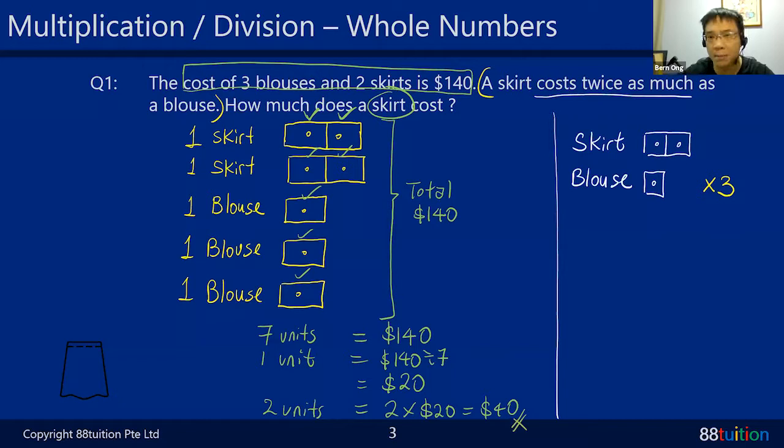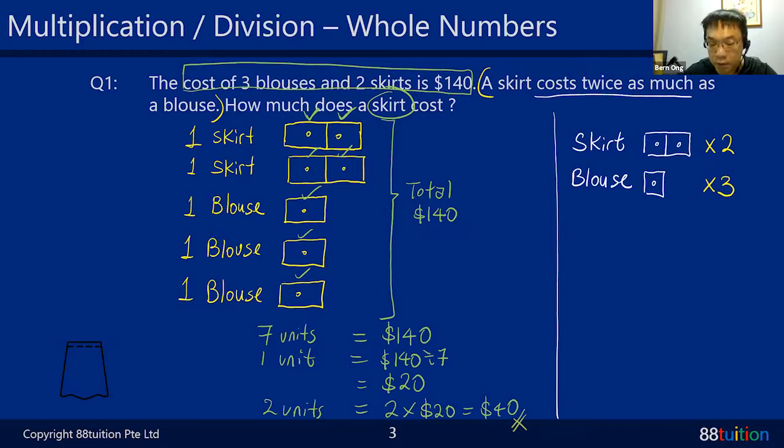How many skirt did she buy? She bought 2 skirt. Here is 1 skirt. Down here, I purposely put times 2. Can you see that? If down there they say 6 skirt, times 6. 7 skirt, times 7. Now she only bought 2 skirts, so times 2.